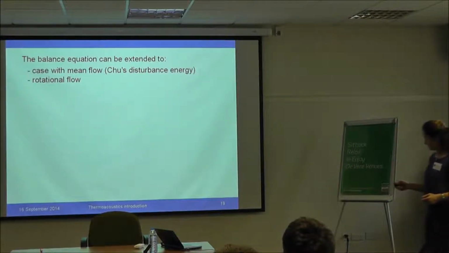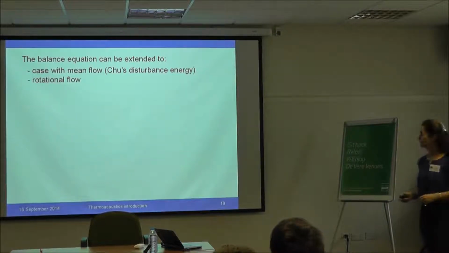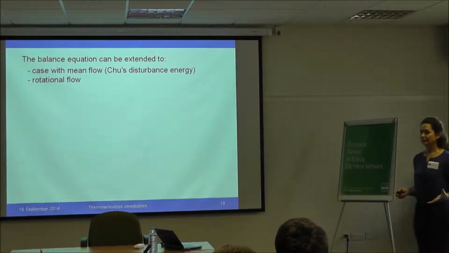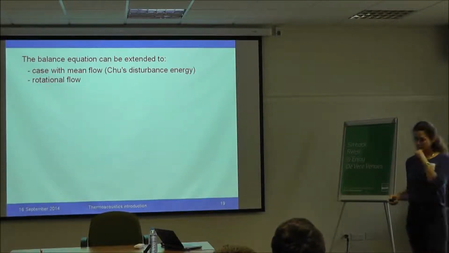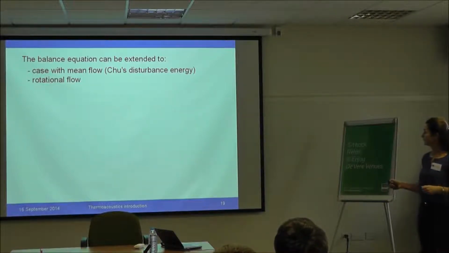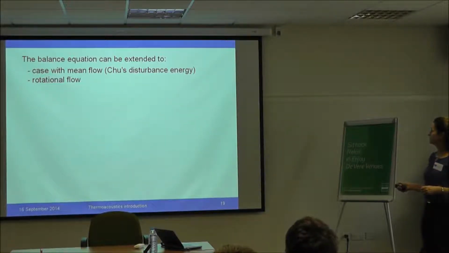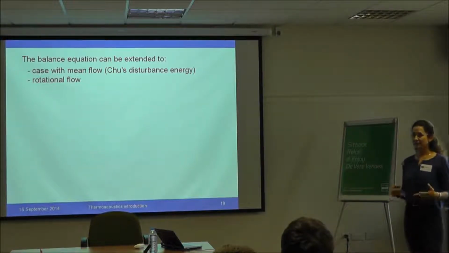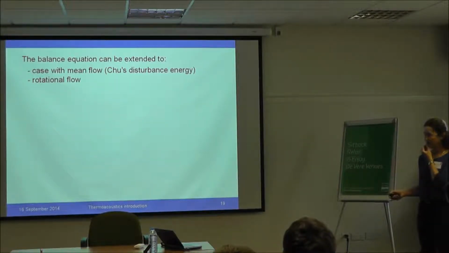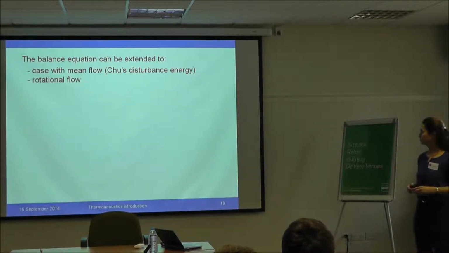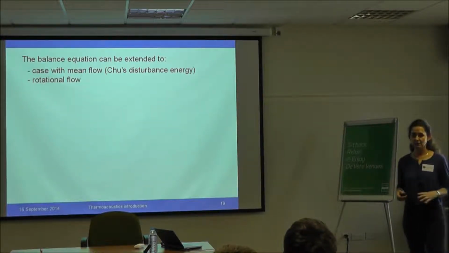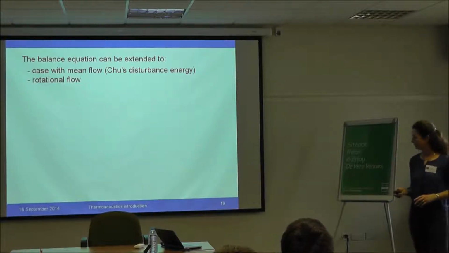Just a quick remark before we move on to Rayleigh's criterion, about extensions to the balance equation. We've ruled out mean flow, but people have actually done the case with mean flow. There are several versions of the balance equation, and it's no longer called the acoustic energy, it's called the disturbance energy then. It's also been extended for rotational flow, which is an assumption we've excluded. I'm not going to show how to do these extensions, just for your information, they exist.